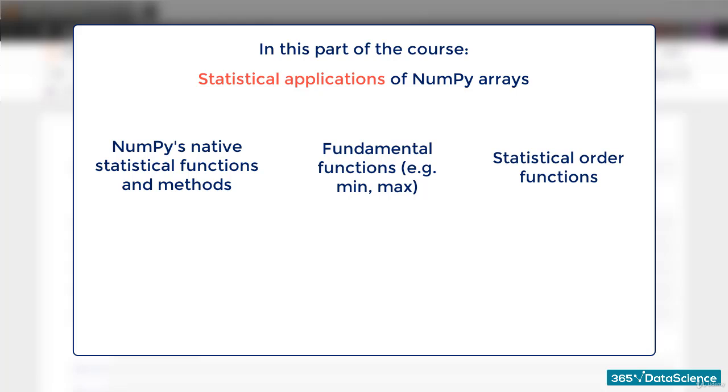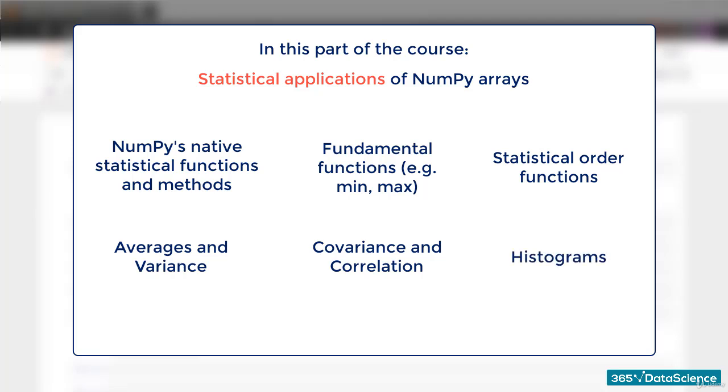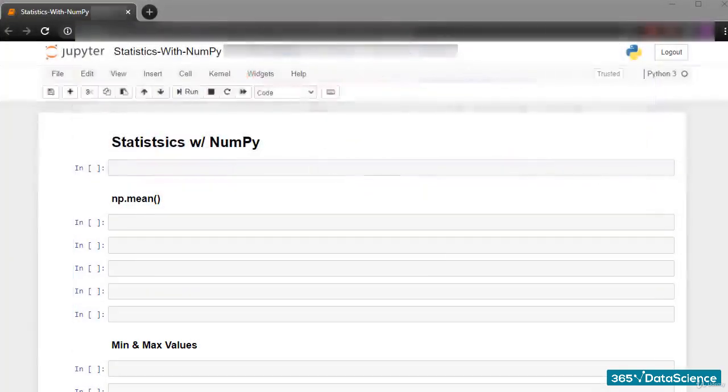Afterwards, we'll examine the many ways to compute averages and variance before moving on to covariance and correlation between several arrays. After we've done that, we'll move on to histograms and comment on their importance in understanding data distributions. We'll wrap up our trip through the statistical applications of NumPy as we talk about NaN equivalents of functions and why they're so very useful. So now that we have our roadmap ahead of us, let's begin.